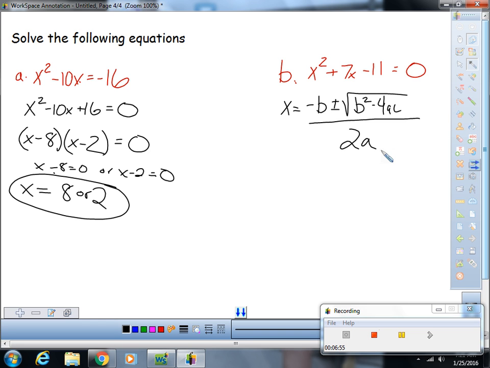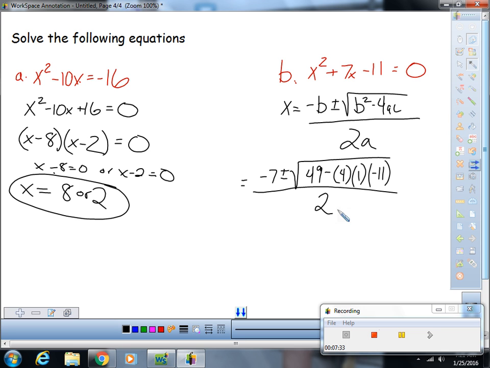Okay, so what's our b? Our b is 7, so we write minus 7 plus or minus big square root of 49 minus 4 times 1 times negative 11. Good. Okay, this is indeed rational, or it's, what's the opposite of imaginary? I don't know. Real. Real. This is a real answer, sorry.